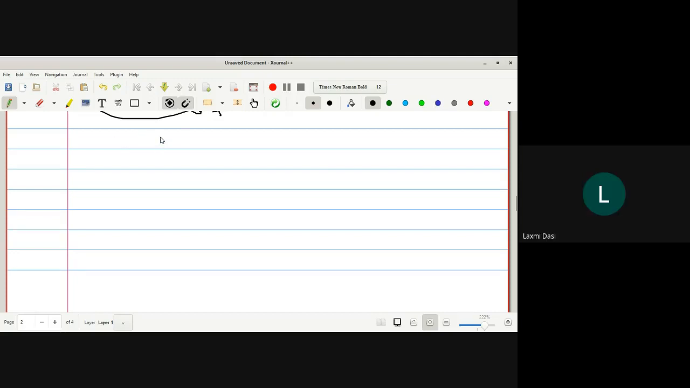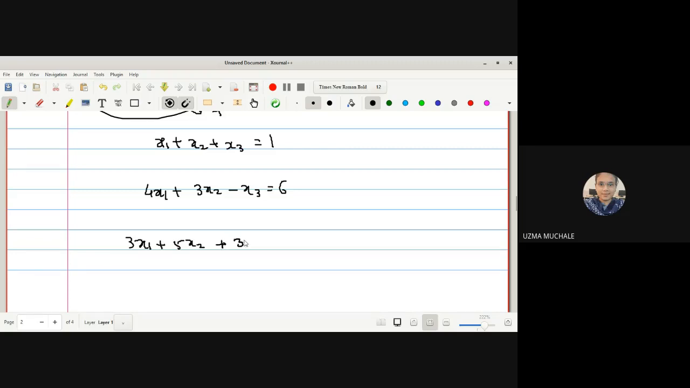Okay. Write this example: x1 + x2 + x3 = 1. Next, 4x1 + 3x2 - x3 = 6. 3x1 + 5x2 + 3x3 = 4. These equations may be in terms of x, y, z or in terms of x1, x2 and x3. Okay, first write this equation in the form Ax = B.